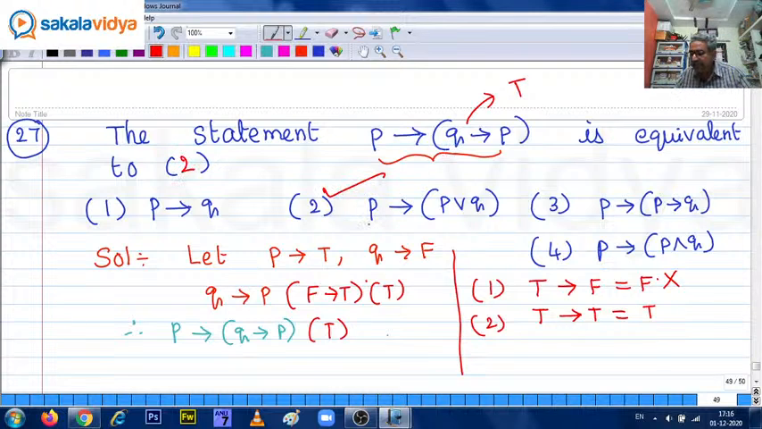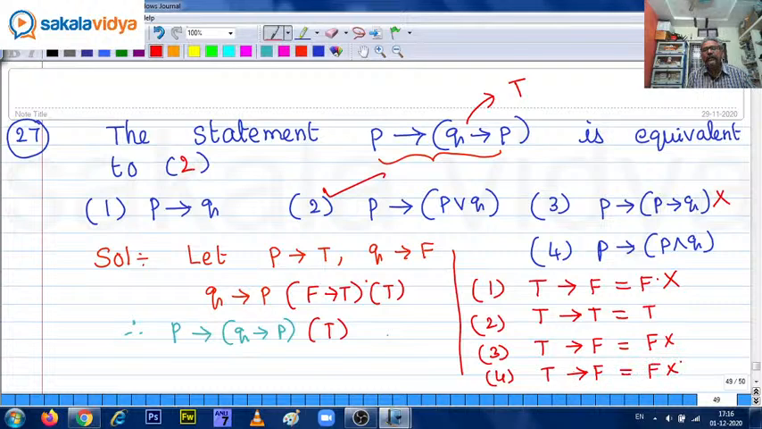The equivalent statement is the second one, not option 3. Because, you see, option 3 is true implies false. A true statement cannot imply a false statement. It is false, so it is incorrect. So fourth one, P is T, here true and false is false only. A true statement cannot imply a false statement. It's false, so it is incorrect. So that's why only the second option is the right option. By the eliminating process, we need to solve these questions.